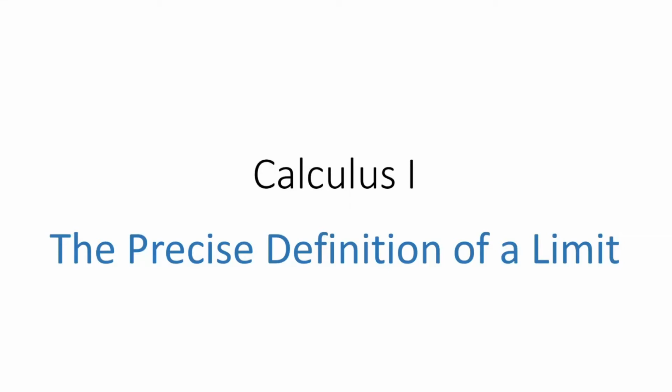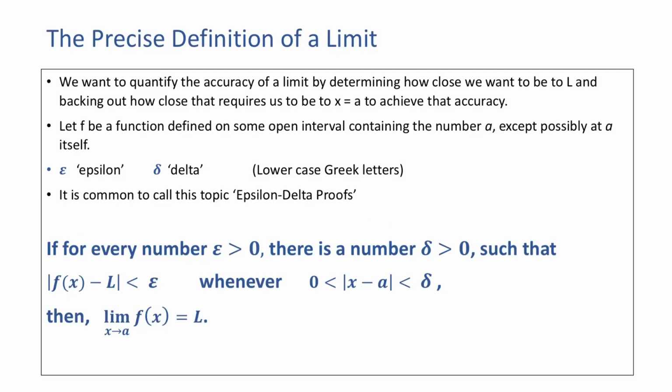Welcome to our discussion of the precise definition of a limit. So when we talk about the precise definition of a limit, we want to try to quantify the accuracy of a limit by determining how close we want to be to L and then backing out how close that requires us to be to x is equal to a to achieve that accuracy.